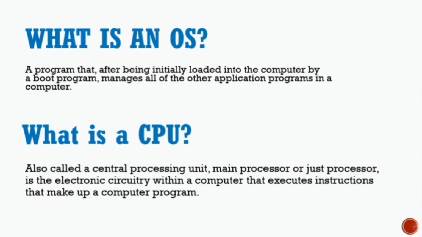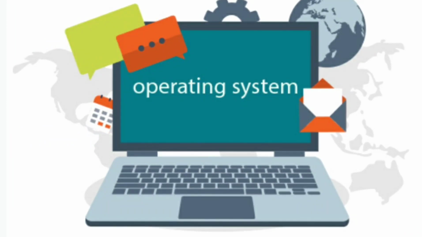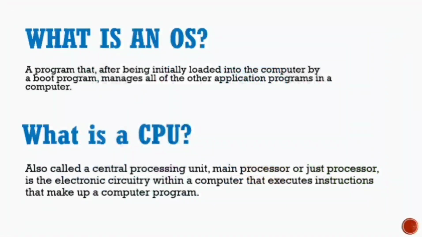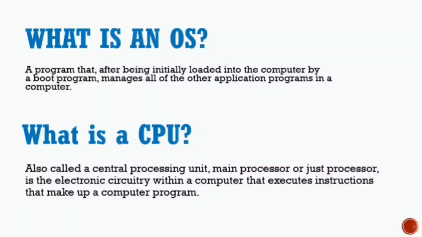Firstly, what is an operating system? An operating system is a program which, after being loaded into the computer with the help of a boot program or a boot loader, will basically take care of all the other applications and programs within a computer. So it basically provides an interface for other applications and programs to work.